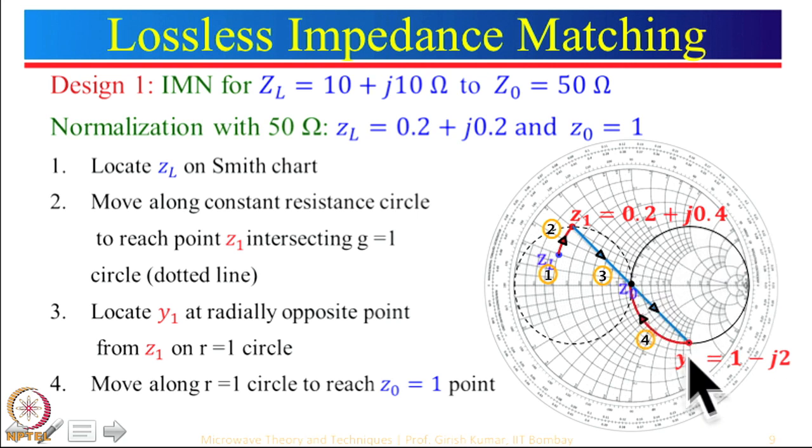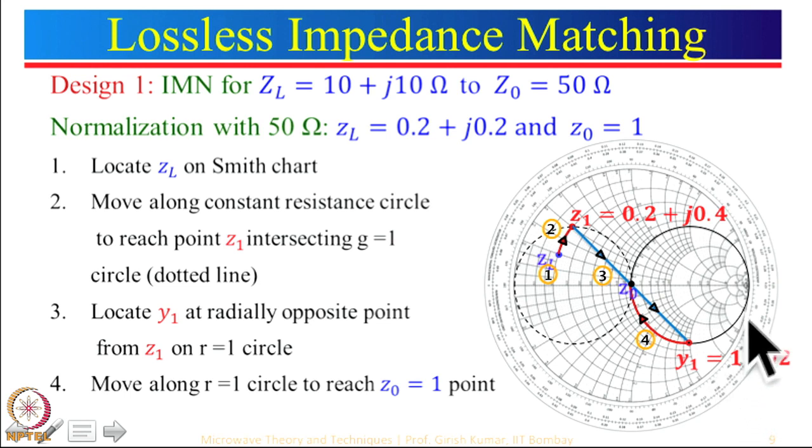Now, since this particular point lies on this circle, remember this point will always have a real value of 1. A few things you have to remember now. This is Y. This was Z, we have moved opposite, and this is Y. So, first read the real part, which is equal to 1. The imaginary part you can read from here, and that value comes out to be 1 minus j2. So, now locate Y1 at the radially opposite point from Z1 on the R equal to 1 circle. At this point we know what Y is: 1 minus j2.